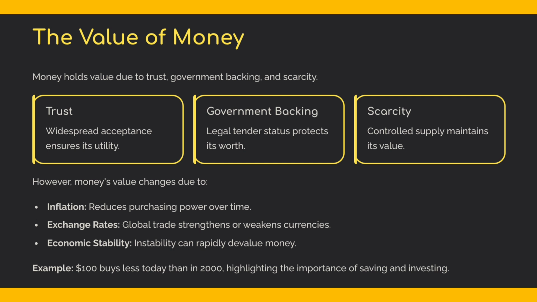Example: $100 in 2000 could buy far more than $100 today. Teaching this helps students understand why saving and investing are important.